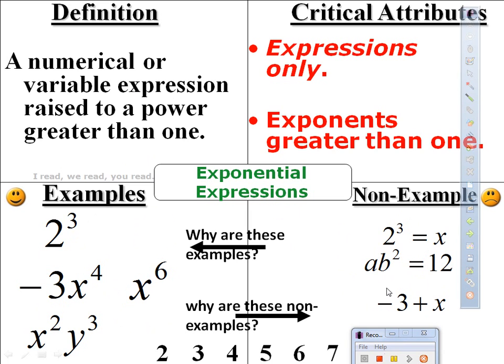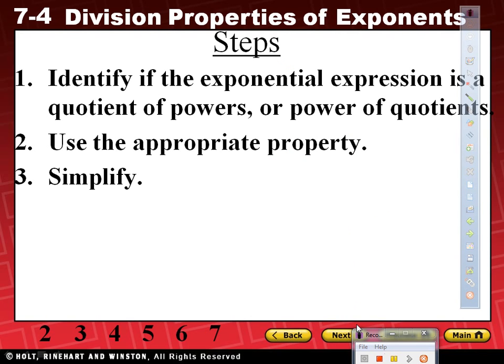This one is an expression. However, look at the powers. They're not greater than 1, right? Okay. So, critical attributes of exponential expressions, they need to be expressions only, number 1. And number 2, exponents need to be greater than 1. We're clear on this, right? Okay, let's continue. Steps, write these down, please.